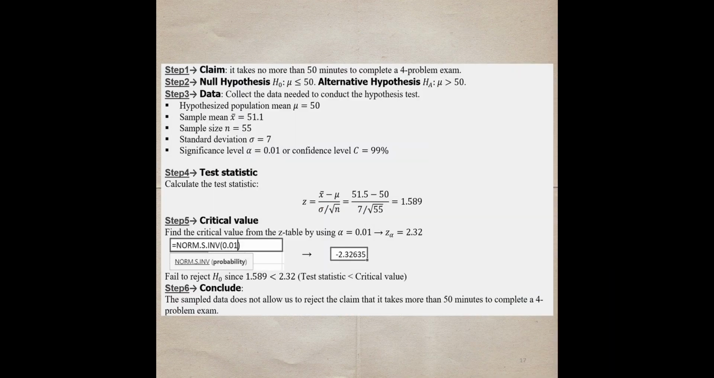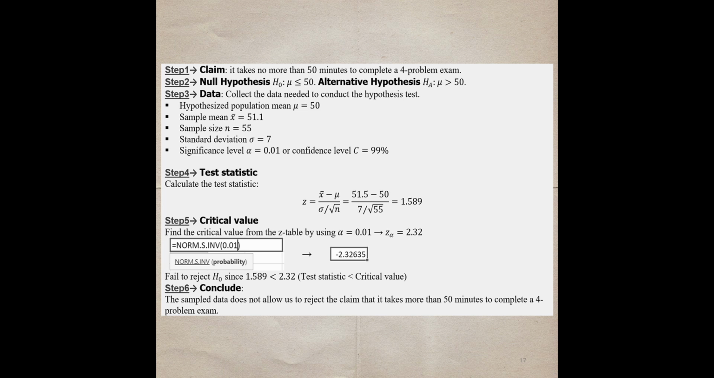The solution to this inferential statistics problem is very straightforward by using the cheat sheet provided in the textbook. Step 1. Carefully read the problem statement and make the claim. In this case, it takes no more than 50 minutes to complete a 4-problem exam. Underline the words "no more than," which implies a right-tailed test. Step 2. Express the null and the alternative hypotheses as shown. Step 3. Get the statistics from the problem statement as shown. Step 4. Calculate the test statistic.